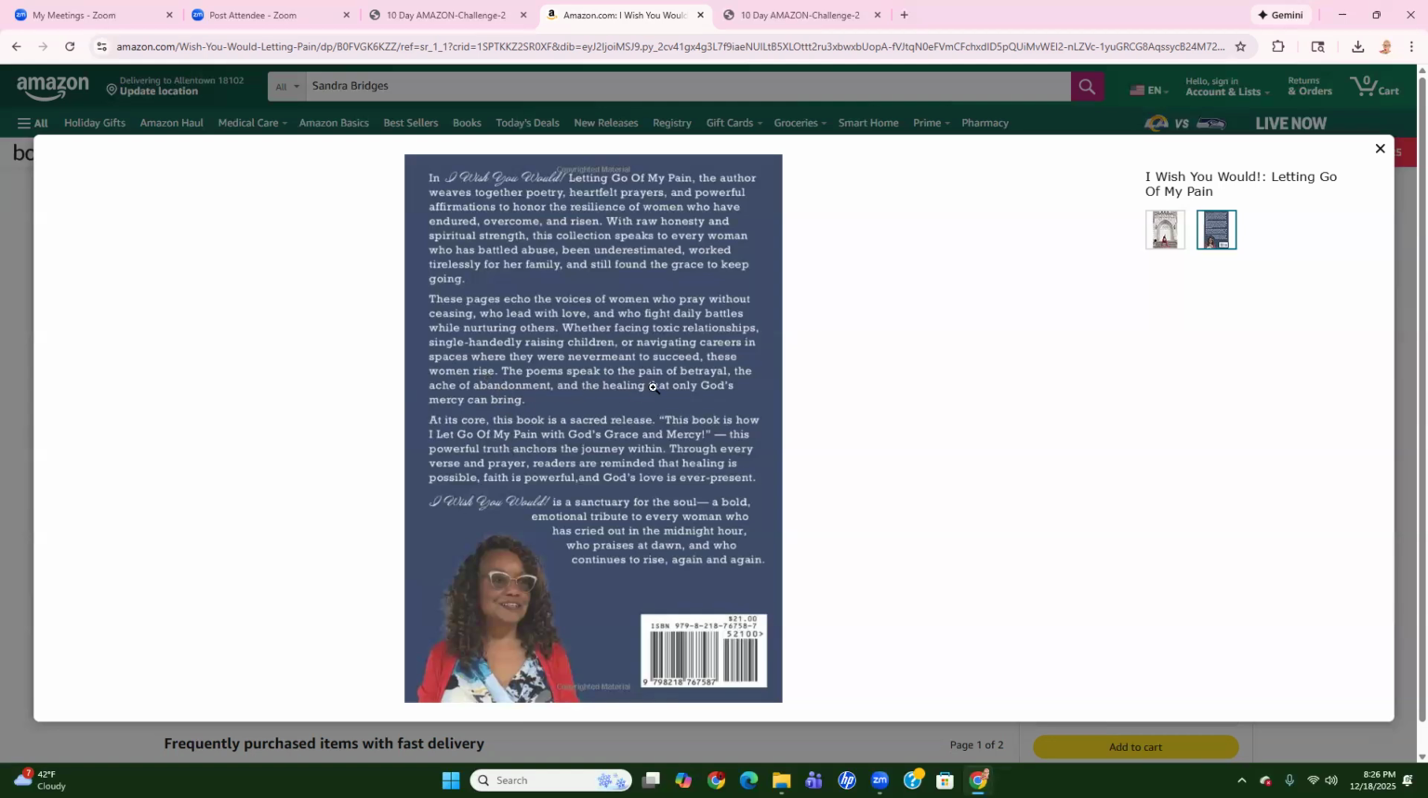The poems speak to the pain of betrayal, the ache of abandonment, and the healing that only God's mercy can bring. At its core, this book is a sacred release. This book is how I let go of my pain with God's grace and mercy. This powerful truth anchors the journey within. Through every verse and prayer, readers are reminded that healing is possible, faith is powerful, and God's love is ever present. I Wish You Would is a sanctuary for the soul, a bold emotional tribute to every woman who has cried out in the midnight hour, who praises at dawn, and who continues to rise again and again.